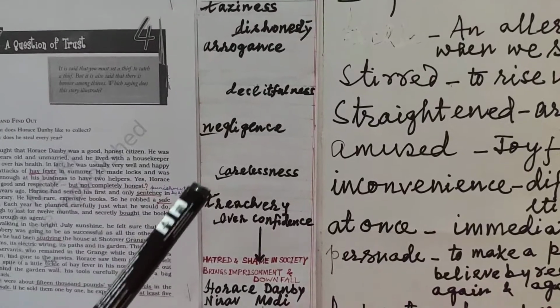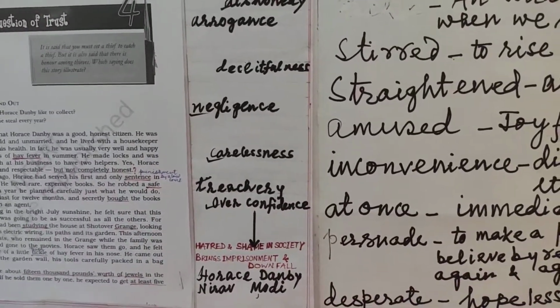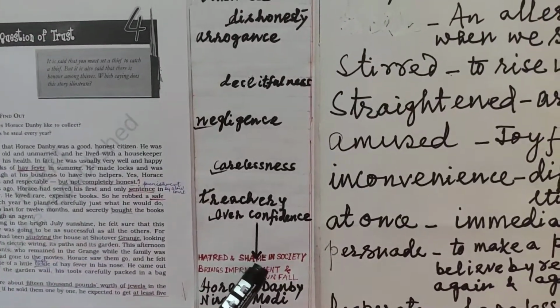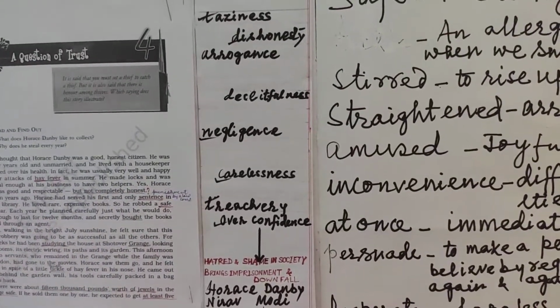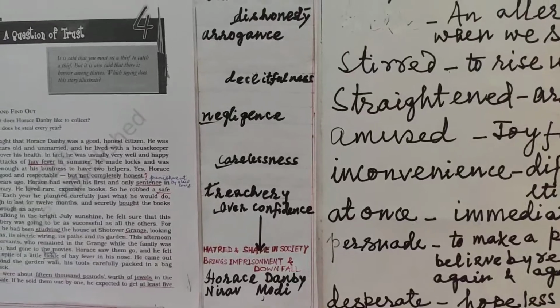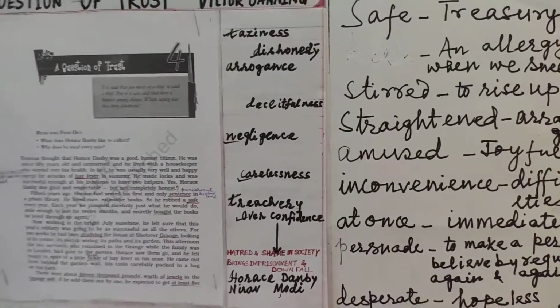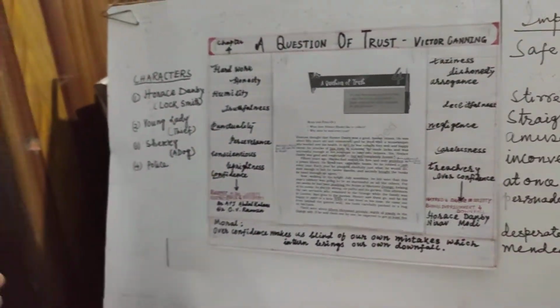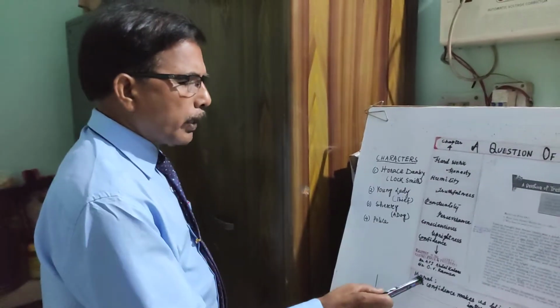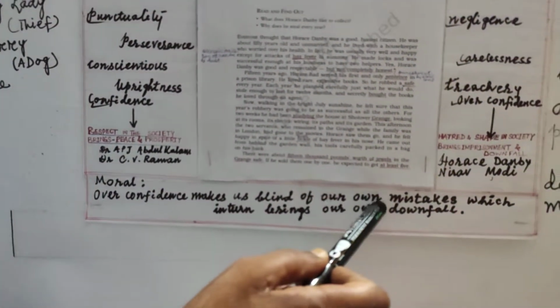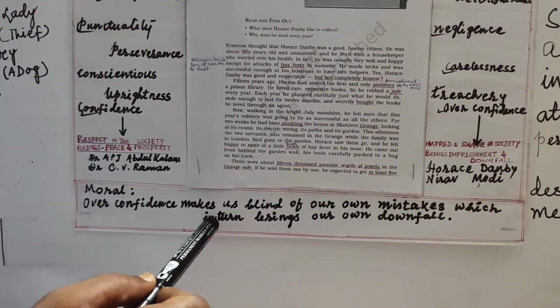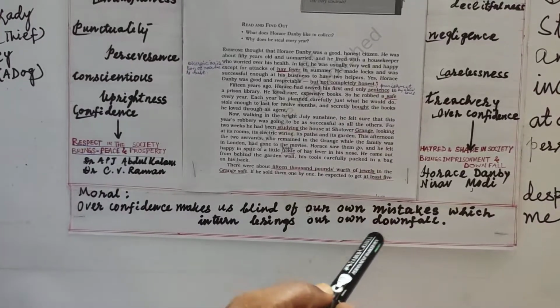You know, these qualities bring us shame in the society and our downfall, just like what happened to Horace Danby in this lesson. So, I think the moral of this lesson is, overconfidence makes us blind of our own mistakes, which in turn brings our own downfall.